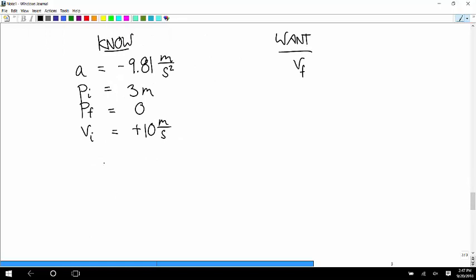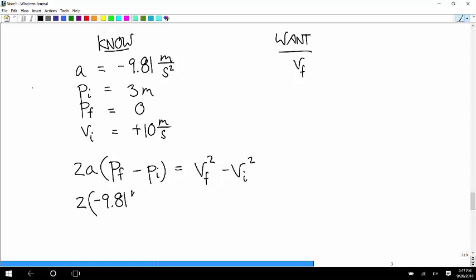This one's going to use that same equation again. 2a times the quantity P final minus P initial is equal to V final squared minus V initial squared. So we have 2 times negative 9.81 meters per second squared times the quantity 0 minus 3 meters is equal to V final squared minus 10 meters per second squared.